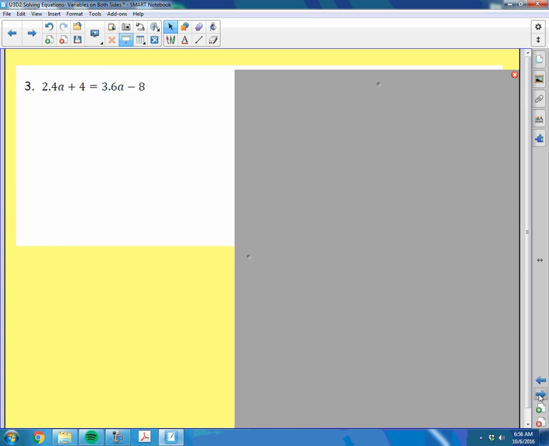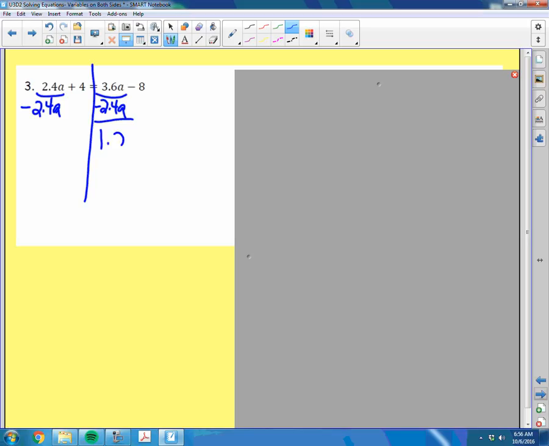Next, on the next example, line. Now I can see based off of this, here's a variable term and here's a variable term, that if I move things to the left, I'm going to end up with a negative coefficient. I, personally, do not like negatives, so I'm actually going to subtract 2.5a from both sides, which moves my variables to the right. And I end up with 1.2a minus 8 on the right-hand side and just 4 on the left.